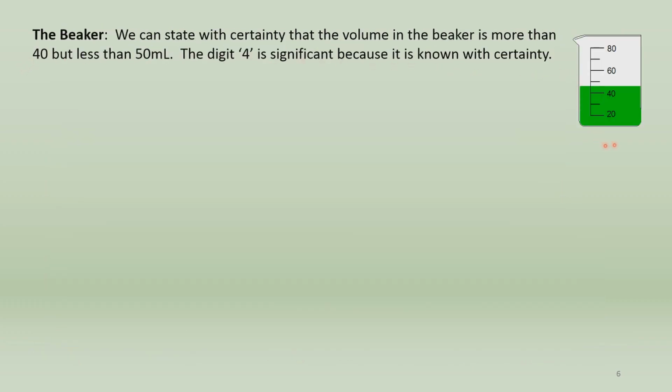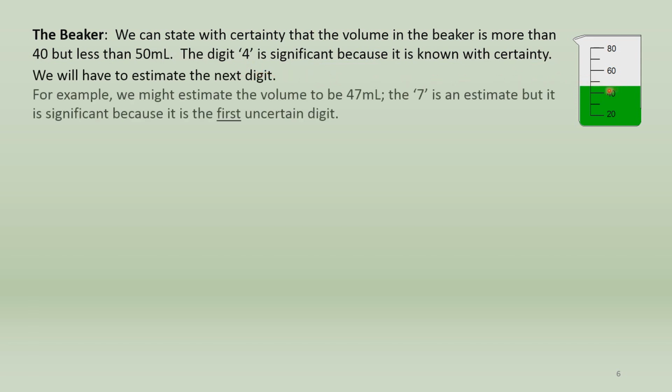So take a look at this beaker. We see divisions at 20, 30, 40, 50, 60, 70, 80. Every 10 mils is a division. So to read the volume in the beaker, I can see that's between 40 and 50 mils. So the digit 4 is significant because we know it with certainty. Then we have to estimate the second digit. Now, for the sake of argument, I'm going to say this is 47. And 7 is an estimate, but it's significant because it's the first uncertain digit.